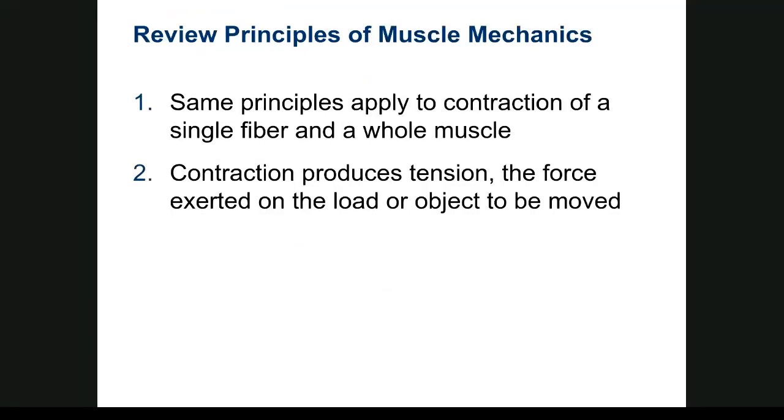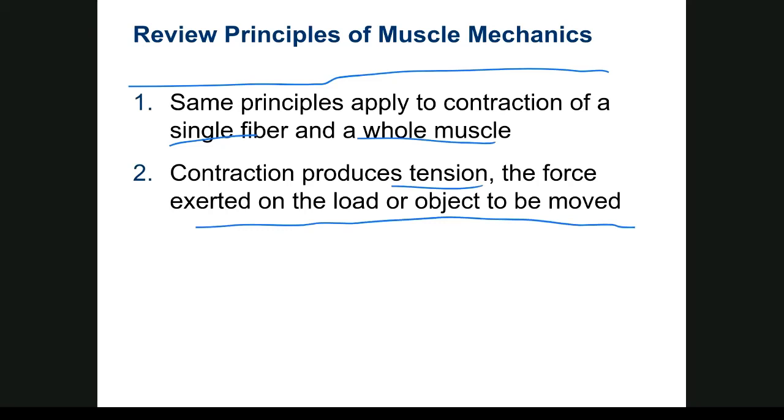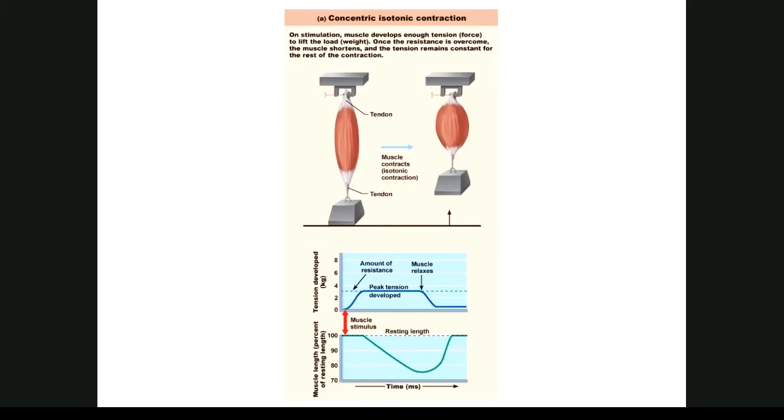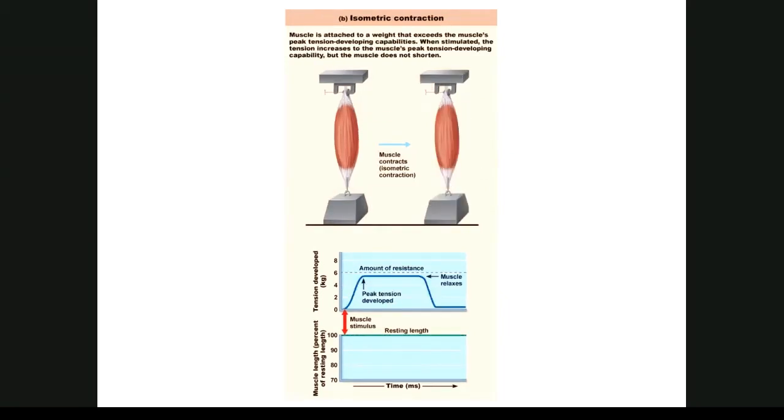Principles of muscle mechanics. The same principles that apply to a single fiber apply to the whole muscle. Contraction produces tension, and then the force is exerted on the object to be moved. This is showing one type of contraction, isotonic contraction. The force is great enough that the muscle contracts and it moves this block here. Isometric contraction: the muscle's just not strong enough to move that block. So you're attempting to get contraction, but nothing happens. You just can't do it.